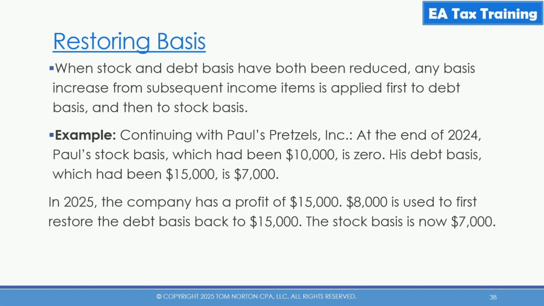So, for example, with Paul's Pretzels, remember at the end of 2024, he had no stock basis and his debt basis was $7,000. Let's say in 2025, the company has a profit of $15,000. $8,000 of that profit is used to first restore the debt basis back to $15,000. And so now the stock basis is $7,000. So what you will want to remember is that when you are restoring basis from income, it is applied first to debt basis and then to stock basis.